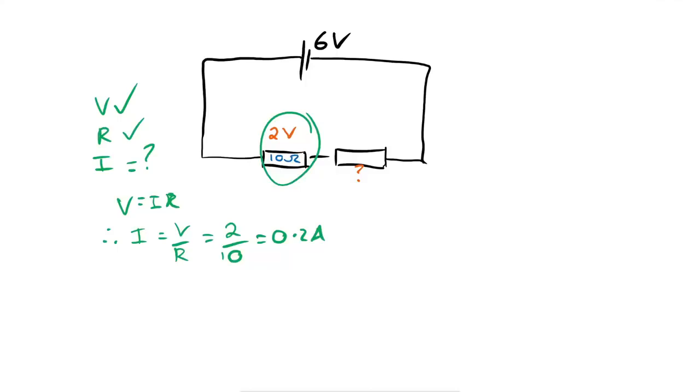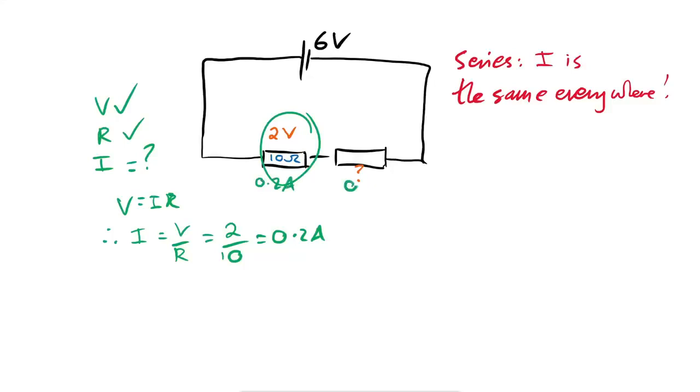Now, that's fairly easy, but then it's the rules that people forget. What do we know is true for this circuit? It is a series circuit, and so we say that if that's the case, current is the same everywhere. So can you see? We found out something about the first component, and now we can say that's also true for the second component here.